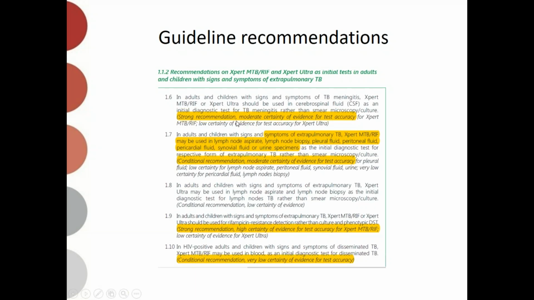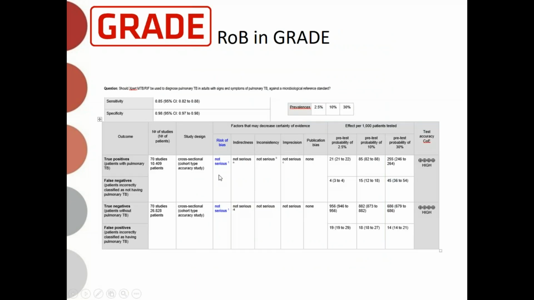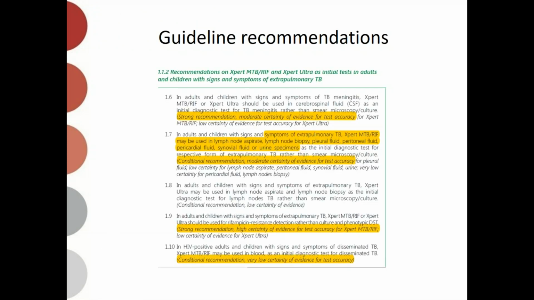Now, a strong recommendation was made due to the moderate certainty of evidence for test accuracy. This certainty of evidence considered in part the risk of bias assessment. So risk of bias assessment is very critical in influencing the certainty of evidence, which ultimately influences the strength of recommendations. That's why it's really important to be quite rigorous in your risk of bias assessment, because ultimately it affects the certainty of evidence in the GRADE assessments and the strength of recommendations, which has implications for how the guidelines are implemented.